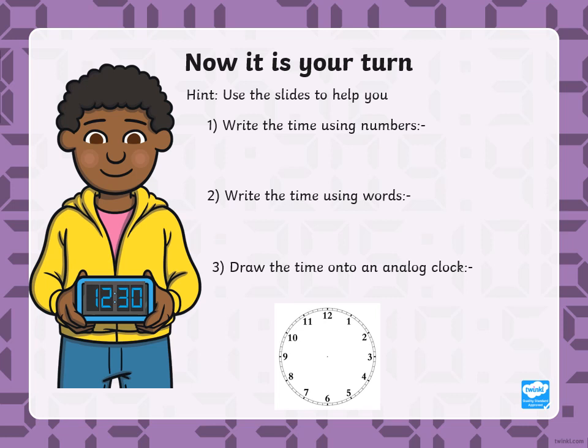Again, another chance to practice. So have a look at the digital clock. Write the time using the numbers. Write the time using words. And number 3, draw the time onto an analog clock.